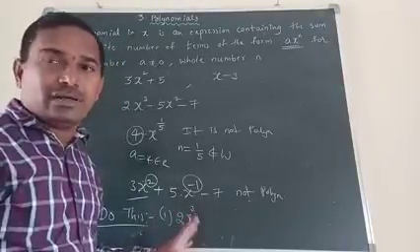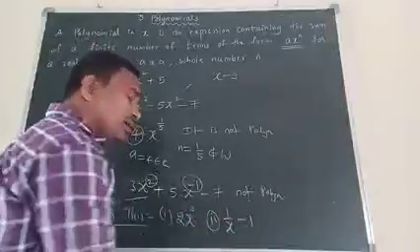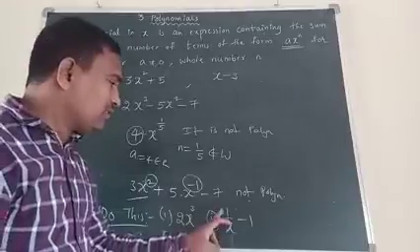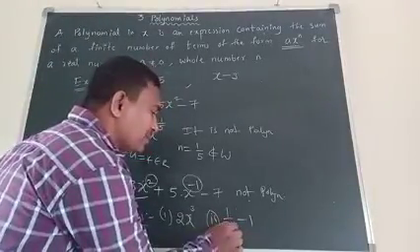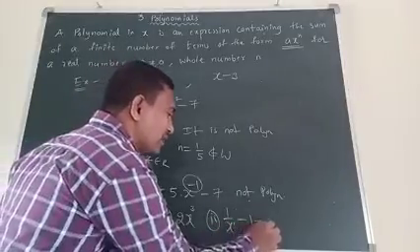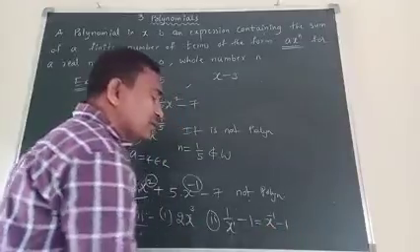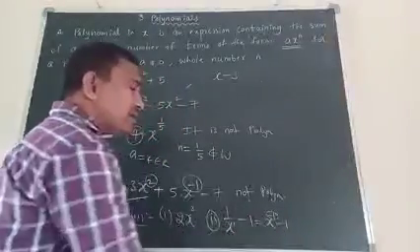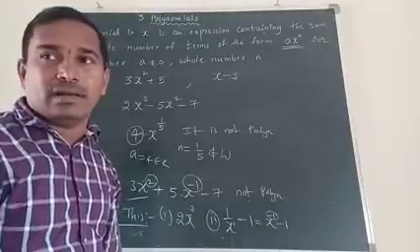Next, the second one, 1/x minus 1. Is it a polynomial? This is 1/x power 1. If x goes to the numerator, it becomes x power minus 1, minus 1. What is the variable power? Minus 1 is negative. So this is not a polynomial.